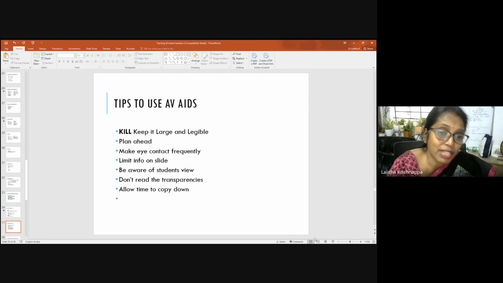If it is a physical class, we must be ready. If the LCD or the electric current goes, what do we do? We must be ready with a blackboard and chalk. So that kind of preparation is required. Plan ahead, they say. Keep it large and legible. Don't crowd your slides and limit the information, and be aware of the students' view. Be aware of your barriers of communication, and don't read completely from the transparencies. Okay, and if they want to copy down, please allow time to copy down. Okay, here you have our book, so I am not allowing you the time to copy down.